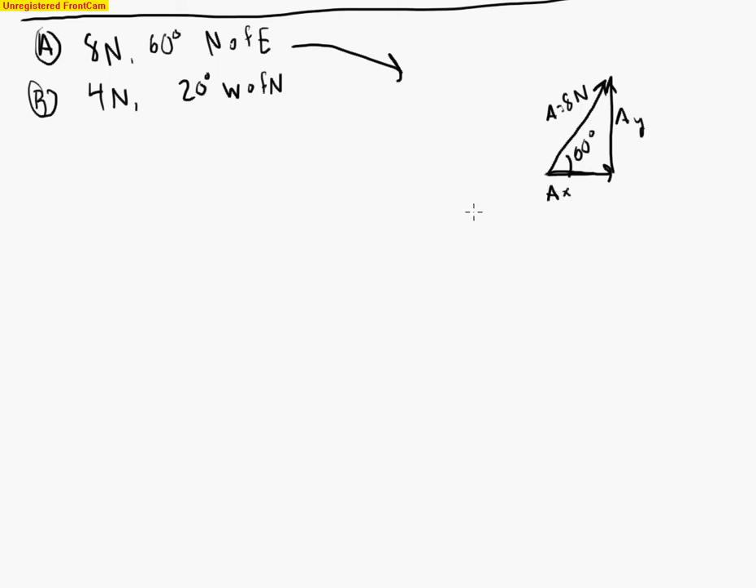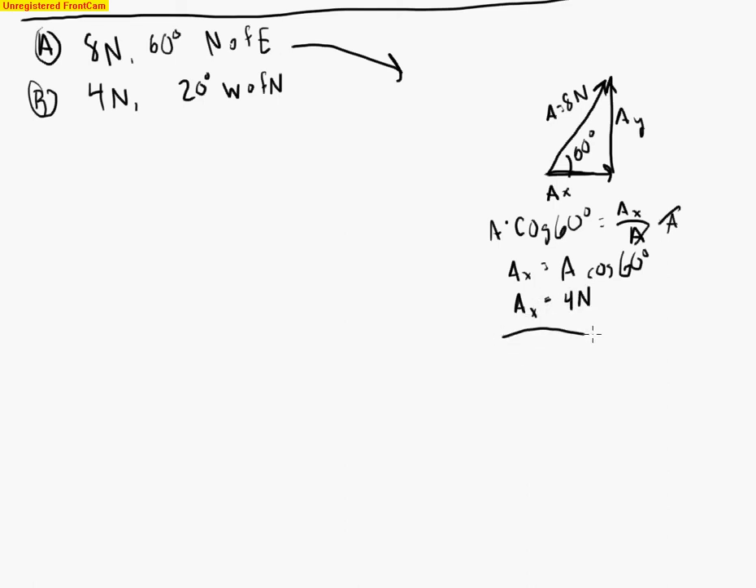So to find the components we need SOHCAHTOA. Ax is adjacent to the 60-degree angle, so if this is our theta, we can use cosine. Cosine of 60 degrees is adjacent, that's our Ax, divided by hypotenuse, that's our A. So if we multiply both sides by A, then A cancels from this side, we get Ax equals A cosine of 60 degrees. And that works out to be 4 newtons.